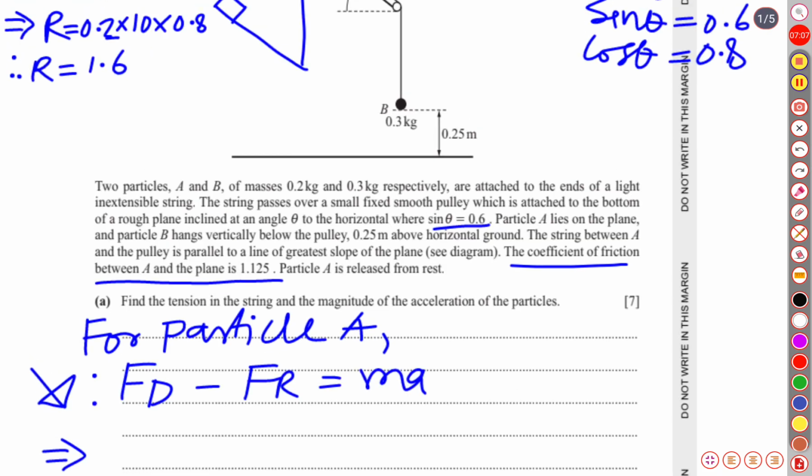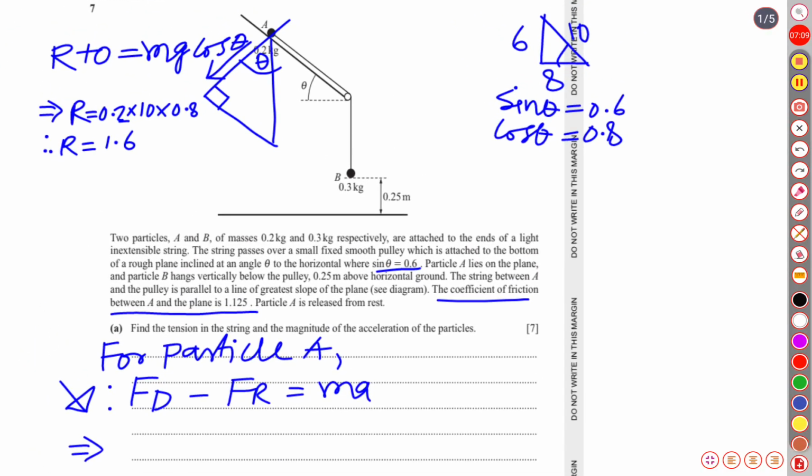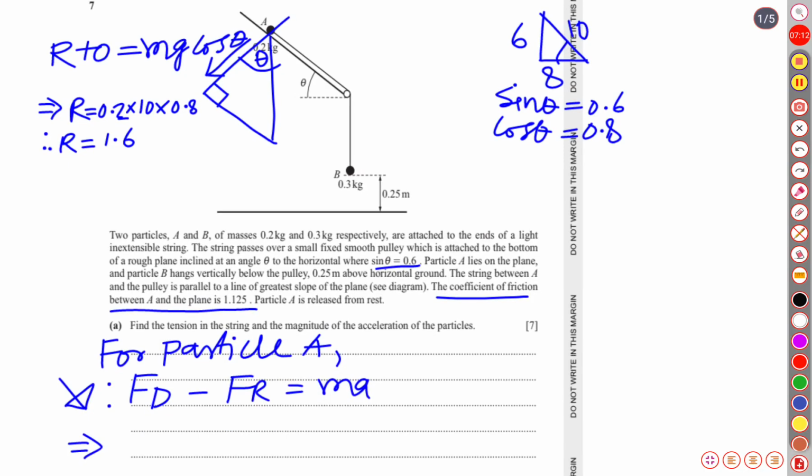If we look at the figure, we will see A is being pulled down by particle B. That means the tension in between AB is the driving force for particle A. So tension is the first driving force. And let us see whether any other force is causing particle A to slide downward. So the other driving force is weight. Weight is also trying to slide the particle down.